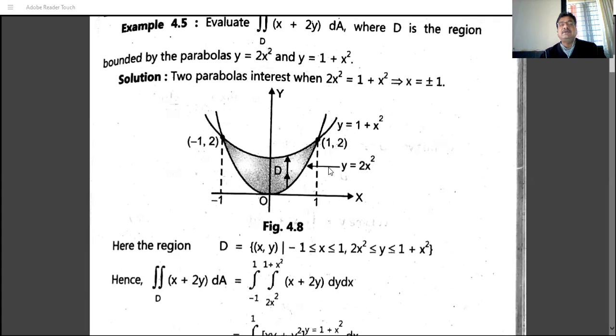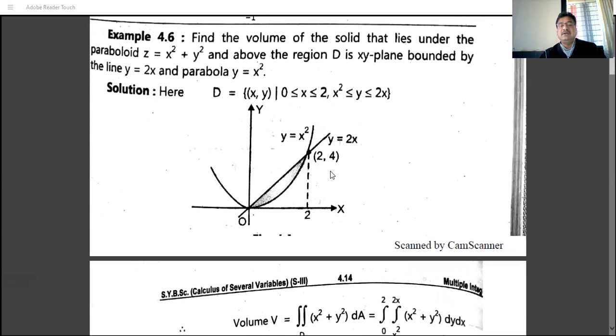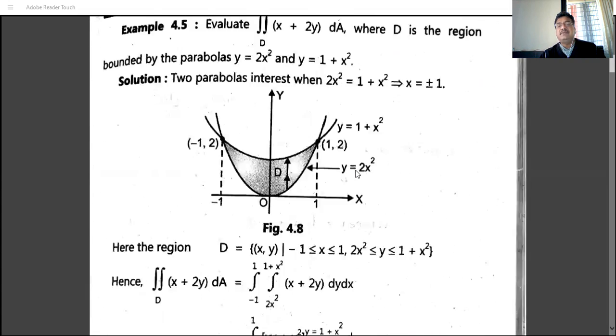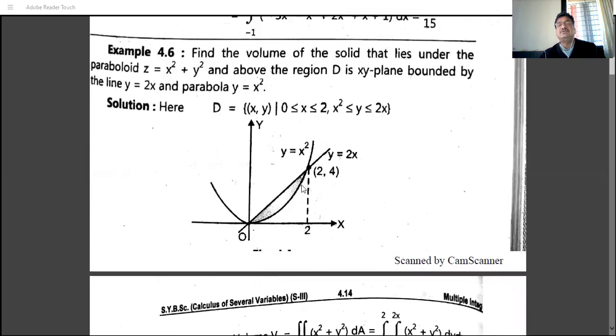Like the equation of a straight line. What is the equation of a straight line? y is equal to 2x is the equation of a straight line, and this line passes through 0, 0 because there is no constant term. But if there is a constant term, then the line does not pass through 0, 0.